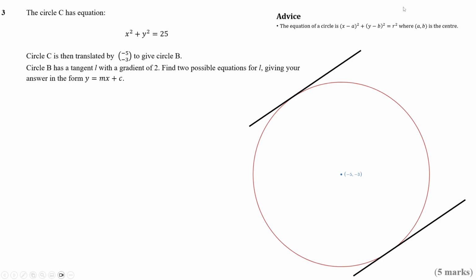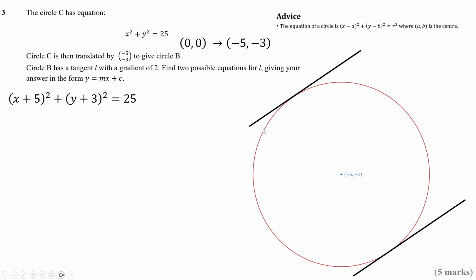In the first page of this paper, there's this written in the advice section, and this will be useful because A and B are the centers, and so we can create a new equation for the circle, which is now circle B, using this. Okay, so we know that the center is -5, -3. Just plug it into there. We know what r squared is. It's 25. Okay, so we've gone from 0, 0 to -5, -3. Obviously, that's the new equation. I've just plugged it into there.